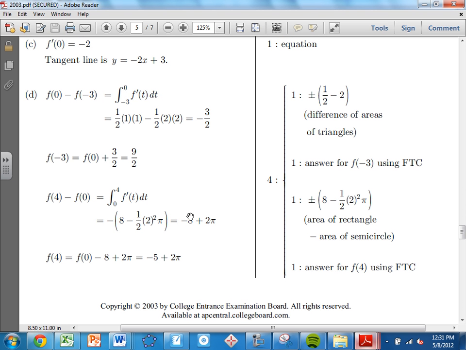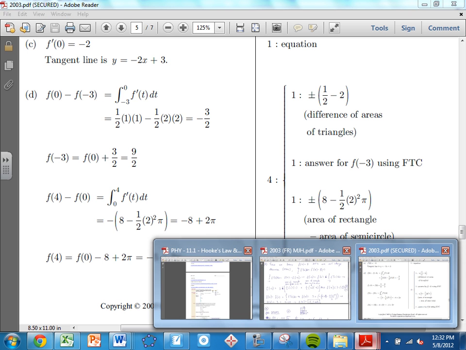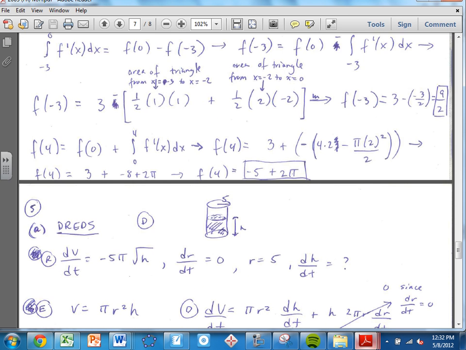4 points. 1 with the difference of the areas, 1 using the fundamental theorem, 1 calculating the areas. What do they mean by the areas? Remember, they're giving you a point for each. Really you're using the areas as the integral. That's the point you're getting. Calculating the areas is geometry, that's easy stuff. Okay? So let's look quickly if I did anything different on mine. I know I didn't, but just to be careful.